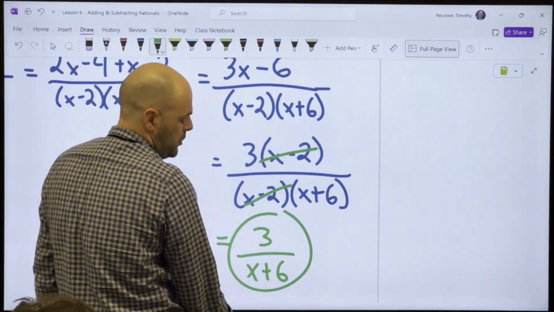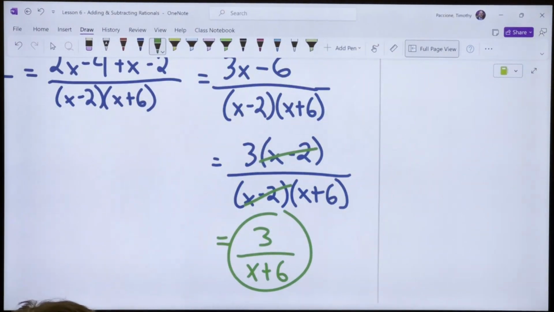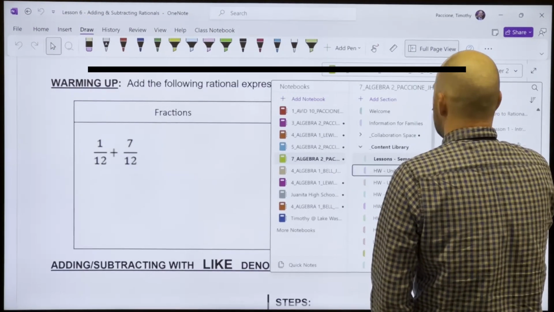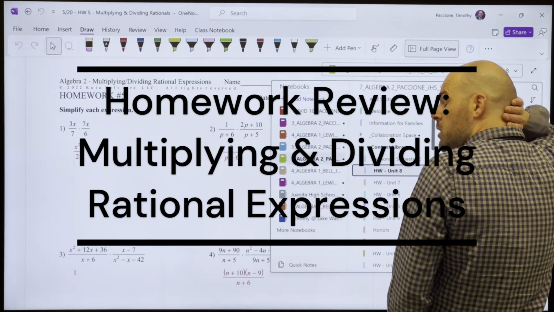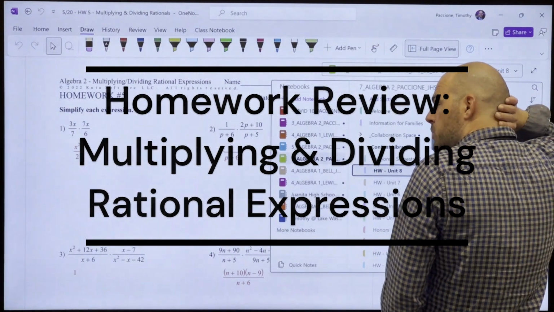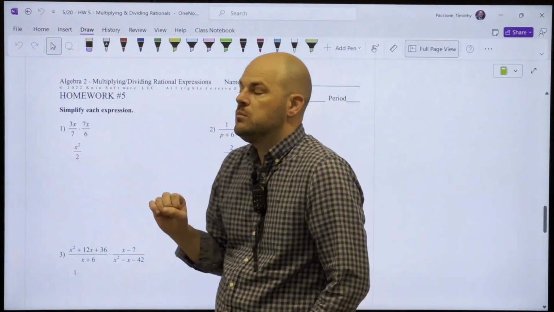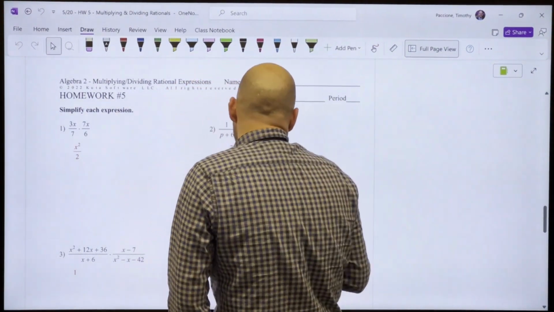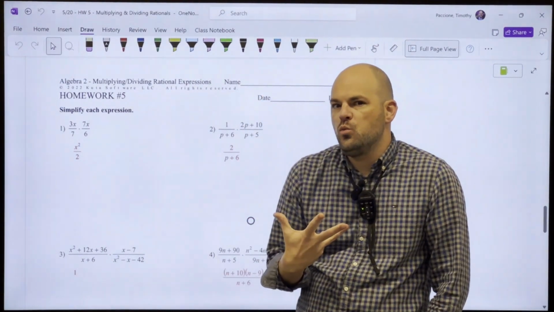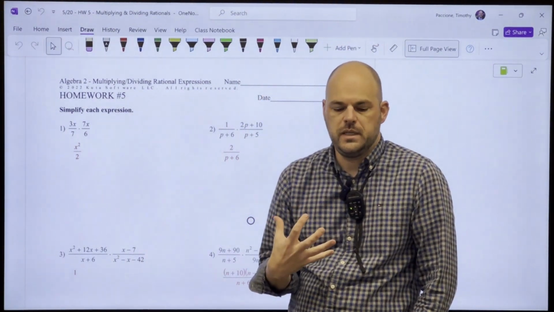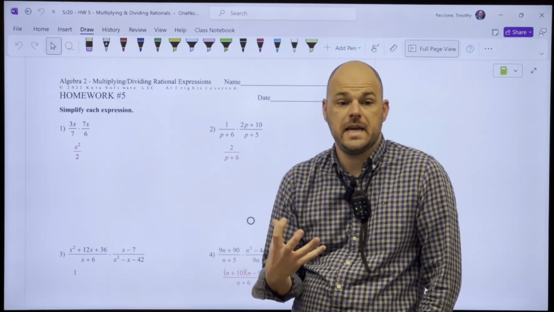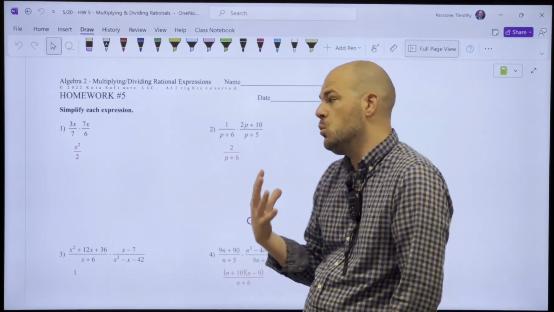Beautiful. Great job. Okay, so let me hand out your homework. So on your homework, you were factoring in order to simplify. So remember we talked about how we factor by canceling with these, right? So we need to break down a lot of the time in order to see what cancels.